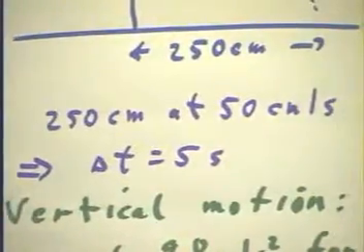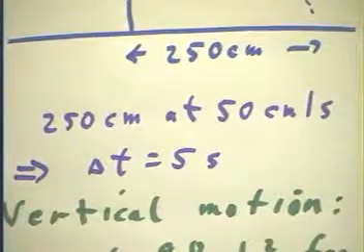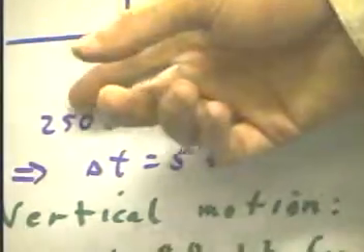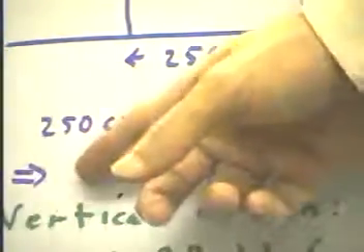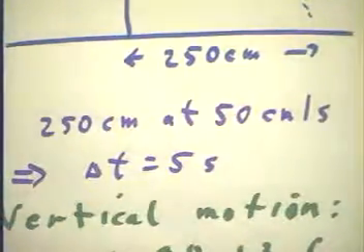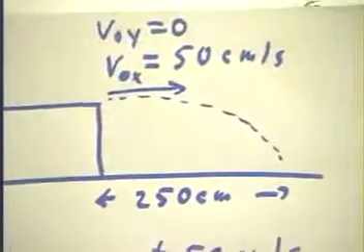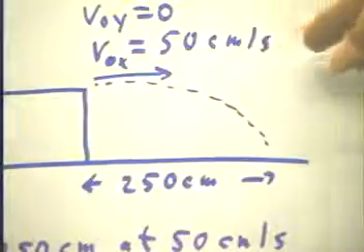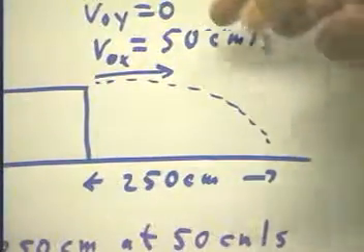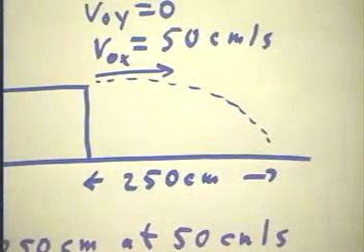Now here's the solution. In the first place, the x motion is 250 centimeters at 50 centimeters per second, which implies a delta t of 5 seconds. That is, if we look here, the x velocity is going to remain constant because there's no acceleration in the x direction. So we're going to continue to move at 50 centimeters per second.